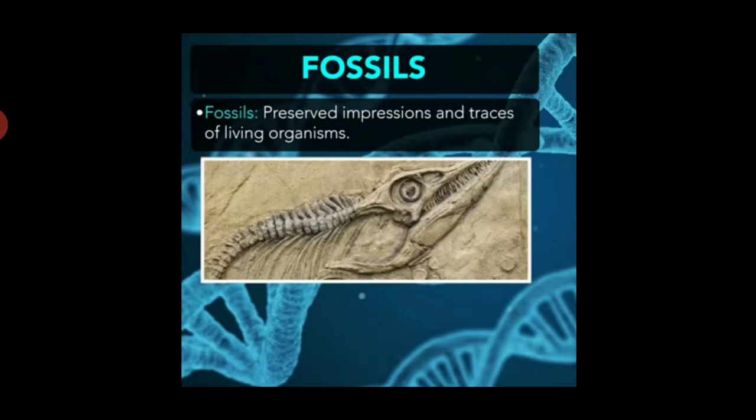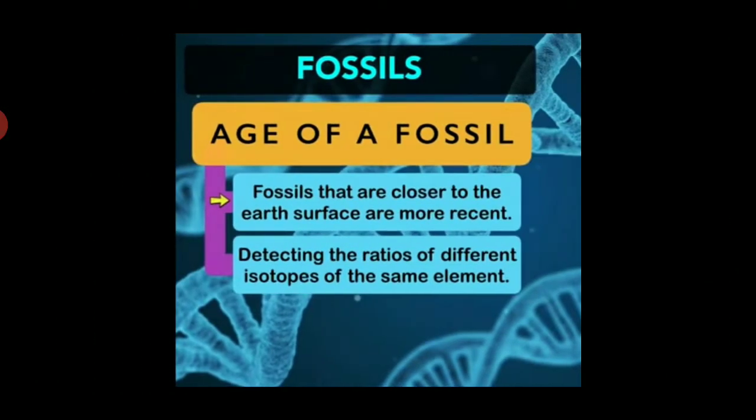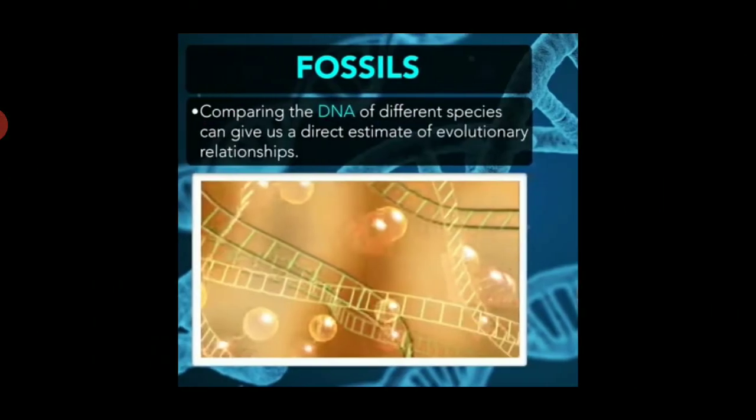Fossils. These are the preserved impressions and traces of living organisms. Age of a fossil: fossils that are closer to the earth's surface are more recent. Age is detected by the ratios of different isotopes of the same element. Example, carbon-14, carbon-12, carbon-13 isotopes. Comparing the DNA of different species can give us a direct estimate of evolutionary relationships.